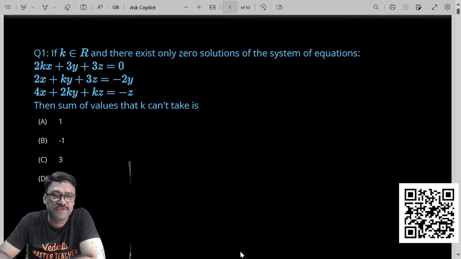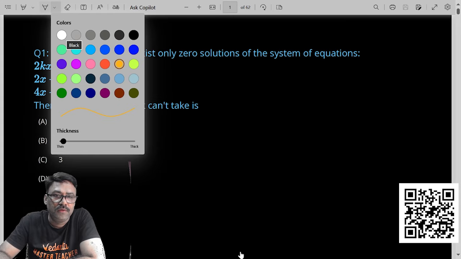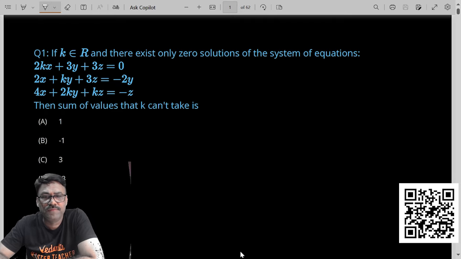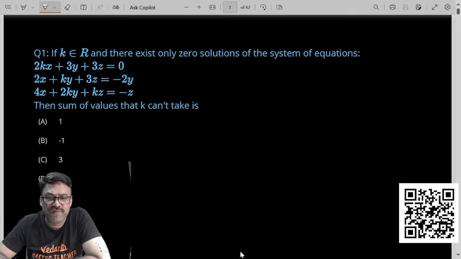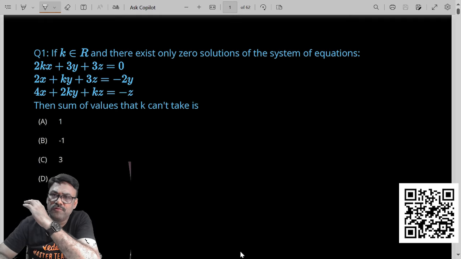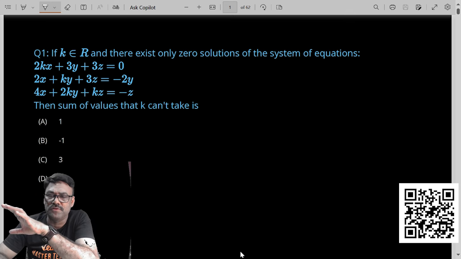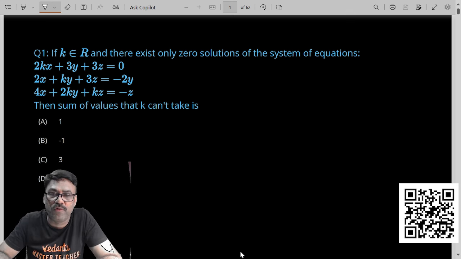And here is the first question on your screen. It is based on matrices and determinants, a very frequent type of question. These types of questions are asked very frequently in JEE Maths. They have given you a system of homogeneous equations, and they are saying that this system has only the zero solution, which means x is equal to 0, y is equal to 0, z is equal to 0 is the only solution. Means a unique solution. Then the sum of values that k cannot take.